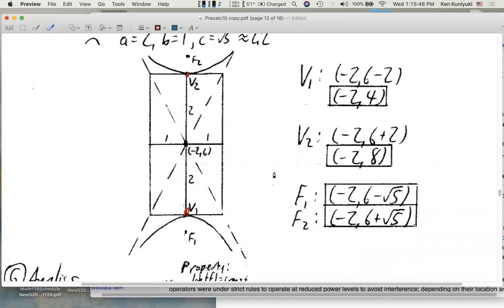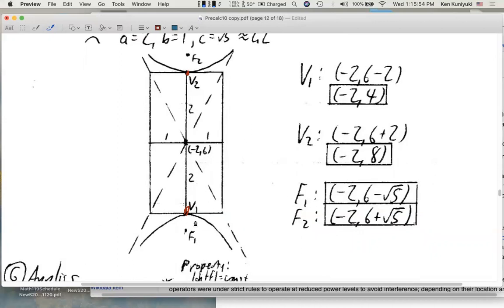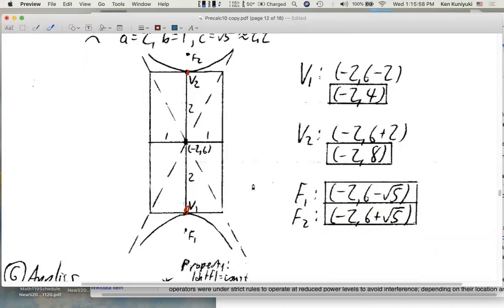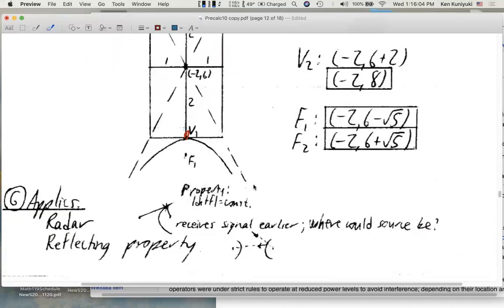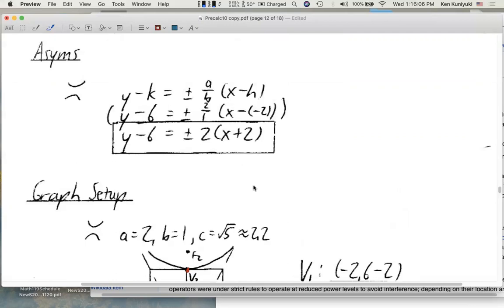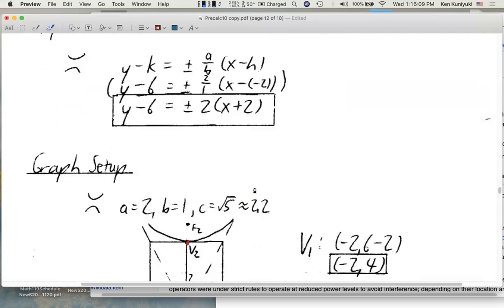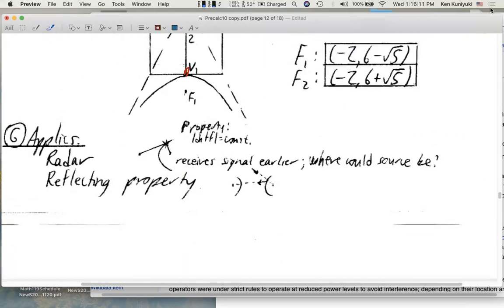You can also find the foci. You also go up and down for the foci from the center for a vertical hyperbola. This time the foci are further from the center than the vertices are. So that's how you would graph a hyperbola. All right, and we talked about applications. Again, this was all optional, but it all makes sense. Next time, polar coordinates and polar curves.